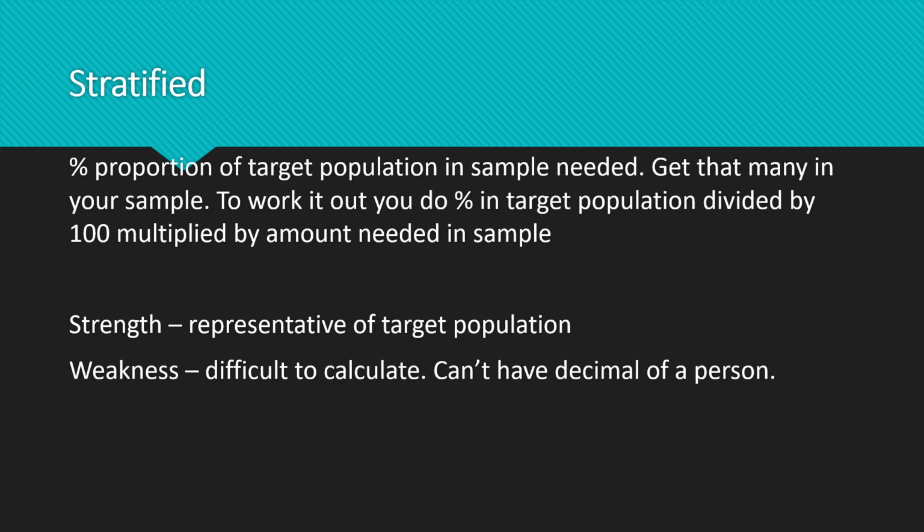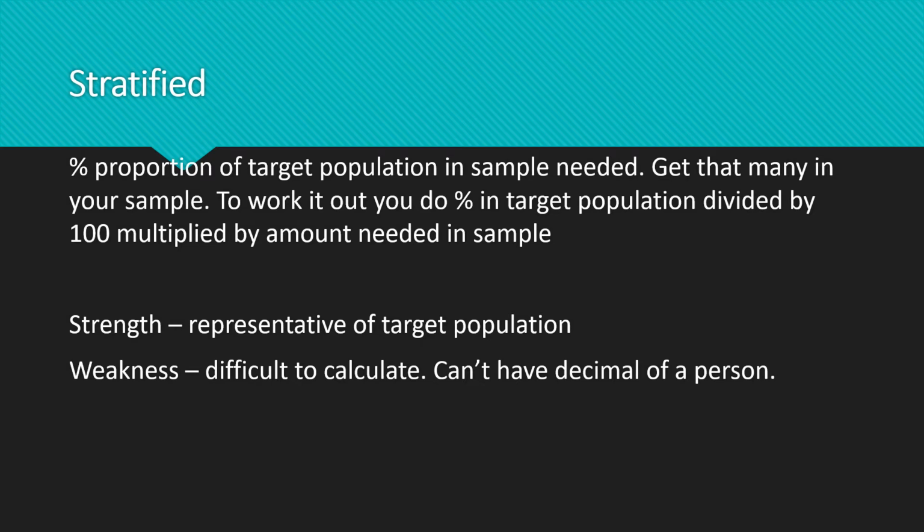So there's a proportion. What you have to do is get the proportion, so the percentage that you start off with, you divide that by 100 to sort of undo the percentage. Then you multiply that number by the amount you need in your sample. So for example, if you've got 60% of the target population, you would do 60% divided by 100, and you want to have 30 participants, you multiply that by 30. Now it's important that you can calculate it, and it's important that you can say how you would do it.